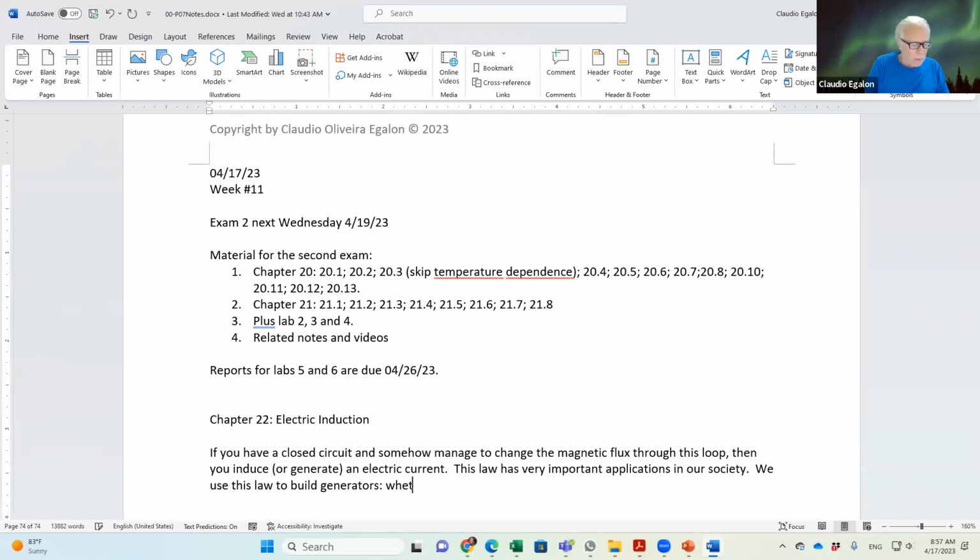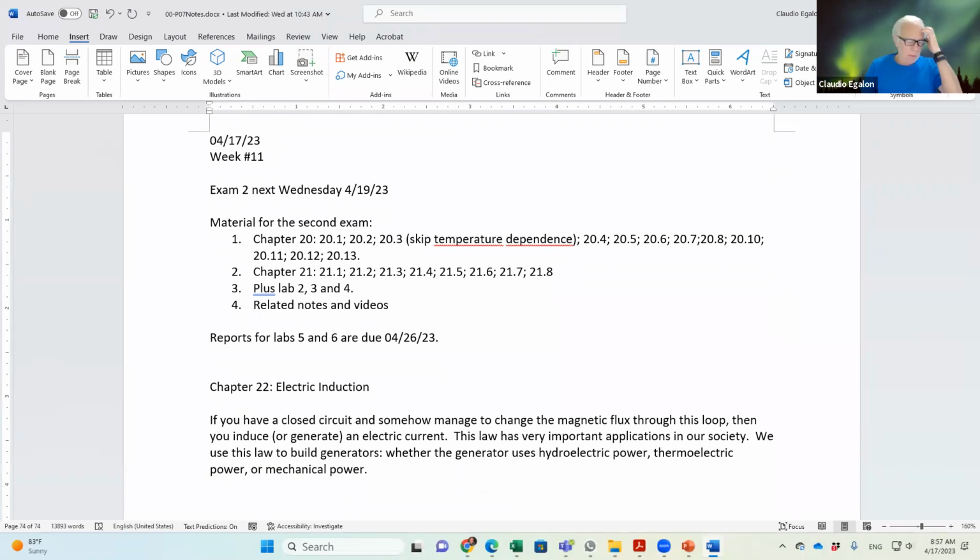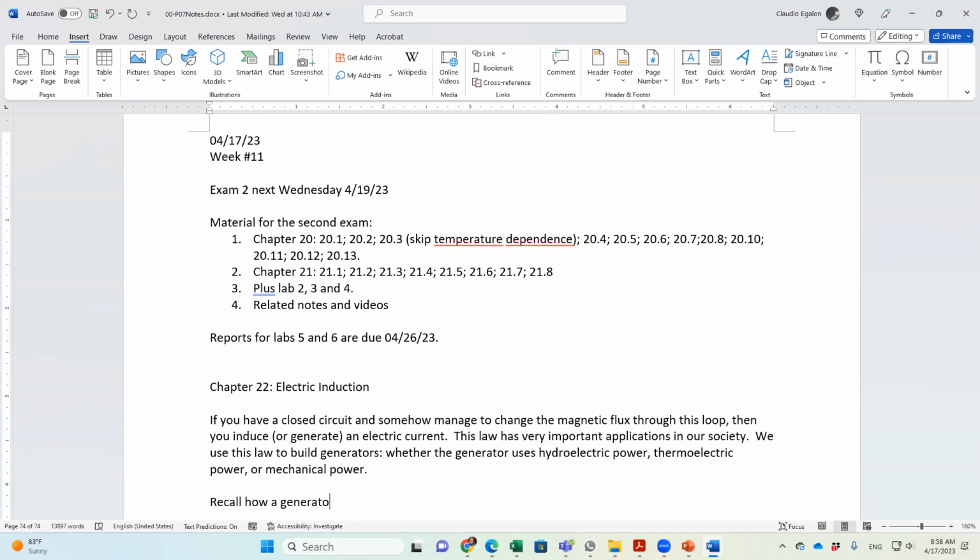whether the generator uses hydroelectric power, or thermoelectric, or mechanical power. So at this point in time, you must remember how a generator works, right?